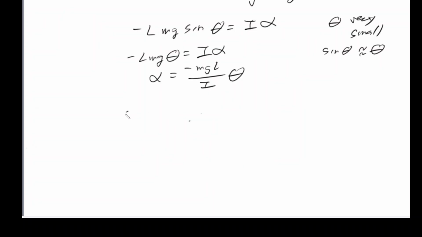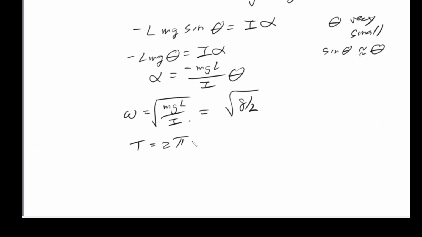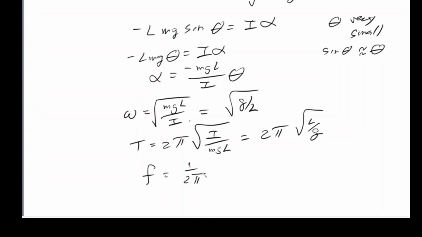And we can also find that our angular frequency is equal to the square root of mgL over I, which becomes the square root of g over L. Our period becomes 2 pi times the square root of I over mgL, which becomes 2 pi times the square root of L over g. And our frequency f is equal to 1 over 2 pi times the square root of g over L, the inverse of period.